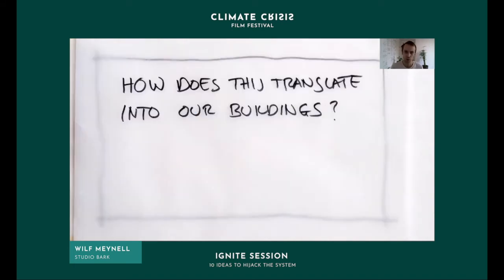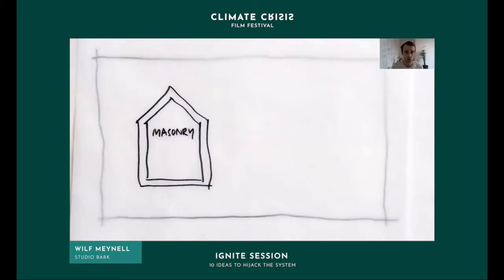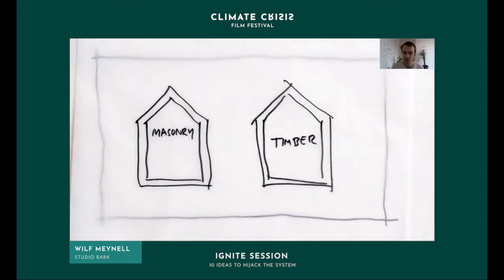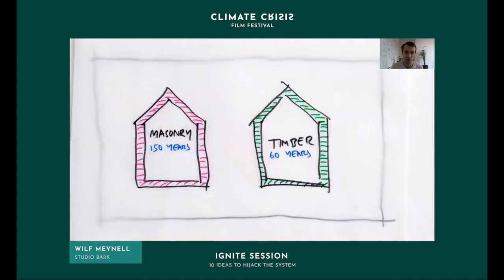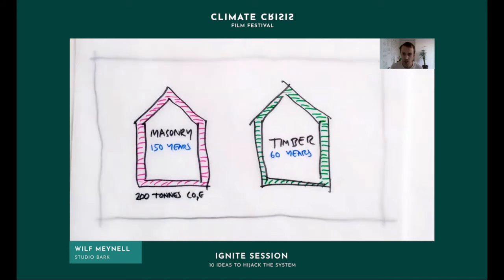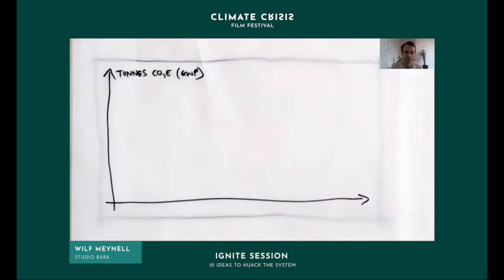How does this translate into our buildings? Let's take an ordinary masonry building and compare it to an ordinary timber building. The masonry building might have a life expectancy of 150 years, whereas a timber building might be 60. The masonry building releases 200 tons of CO2 during construction. Yes, the weight of about 20 double-decker buses. And if anyone's weighed CO2 before, it's not particularly heavy. The timber building releases 80 tons.